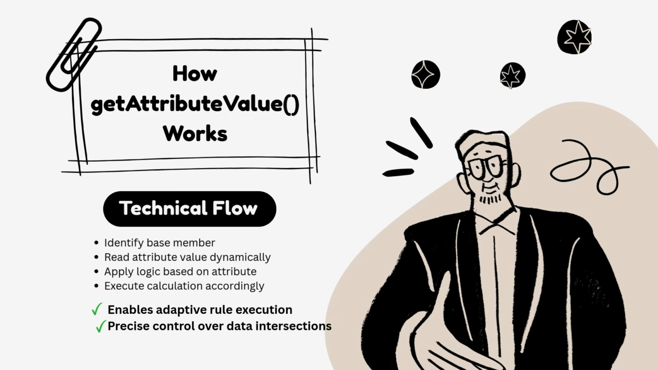Technically, getAttributeValue reads the attribute value of a specific dimension member. The method executes at runtime, meaning it always reflects the latest metadata configuration. Once retrieved, the attribute value can be used in conditions, loops, or calculations within the Groovy rule.